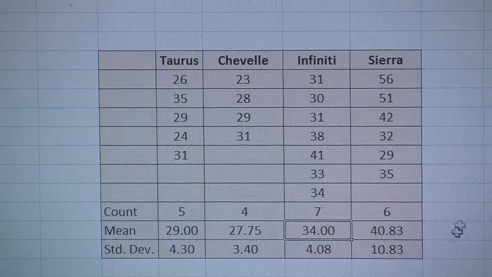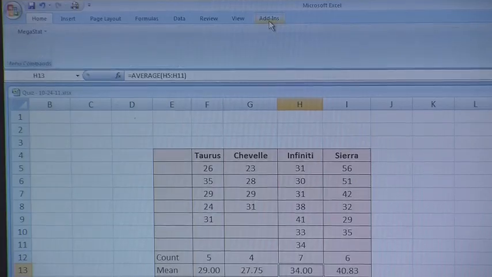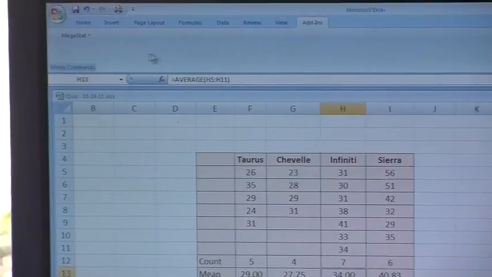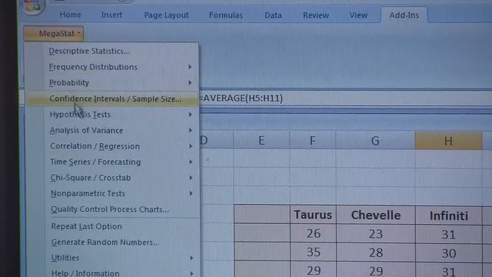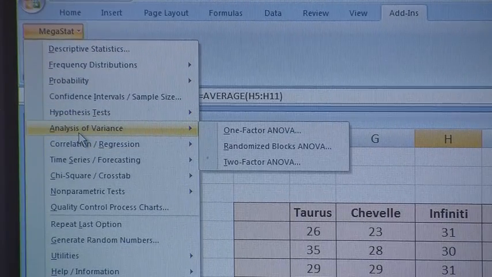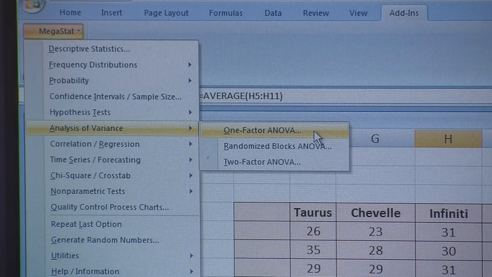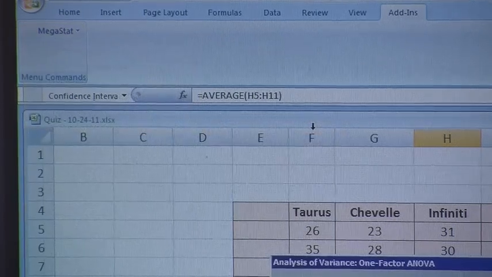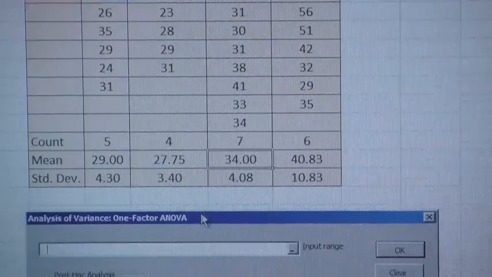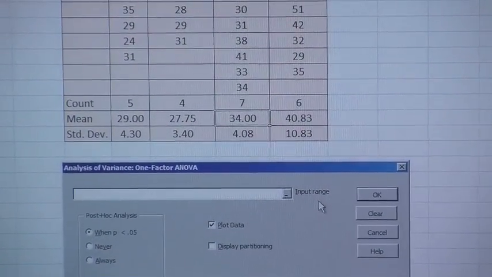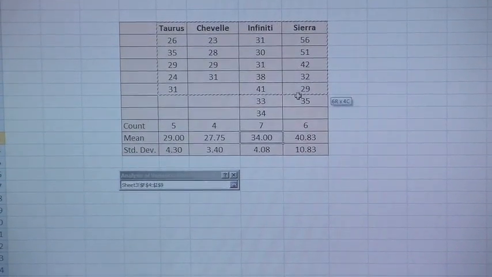Okay? So to run the ANOVA, we first click on add-ins, and then we drag over to Megastat. And then we drag down to analysis of variance. For the time being, we only work with one-factor ANOVA. So what you'll see here is that running the ANOVA in Megastat is really very easy. It just asks for the input range. Notice that I highlight the column headings and all of the data.